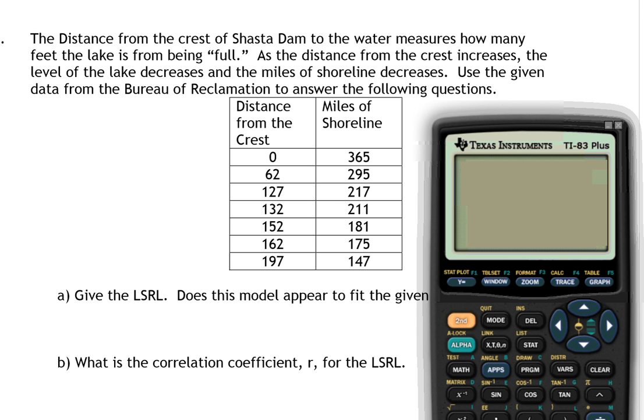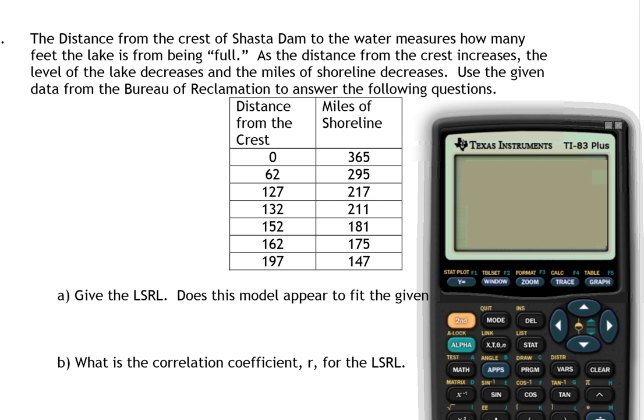As the distance from the crest increases, what does that mean? That means the water level is shrinking, right? It's going down, down, down. There's less and less water. As the distance from the crest increases, the level of the lake decreases, and the miles of shoreline decreases also, because it's a smaller and smaller pool. The time to walk around it goes down.